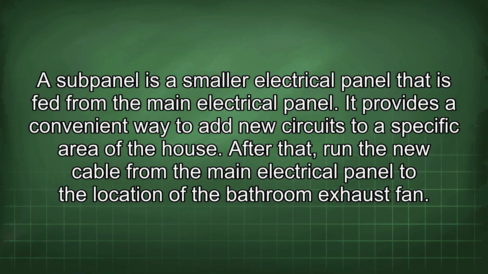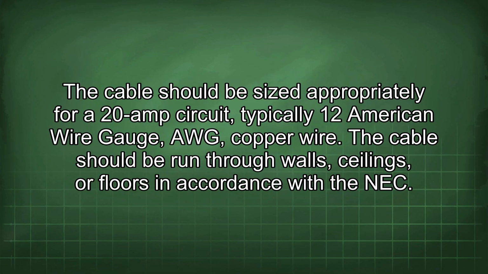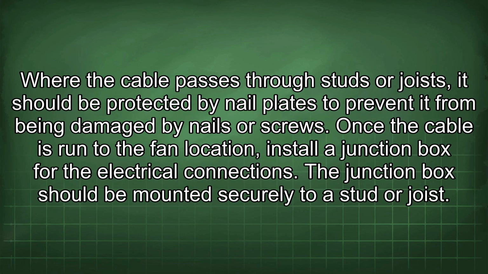After that, run the new cable from the main electrical panel to the location of the bathroom exhaust fan. The cable should be sized appropriately for a 20 amp circuit, typically 12 American wire gauge, AWG, copper wire. The cable should be run through walls, ceilings, or floors in accordance with the NEC. Where the cable passes through studs or joists, it should be protected by nail plates to prevent it from being damaged by nails or screws.